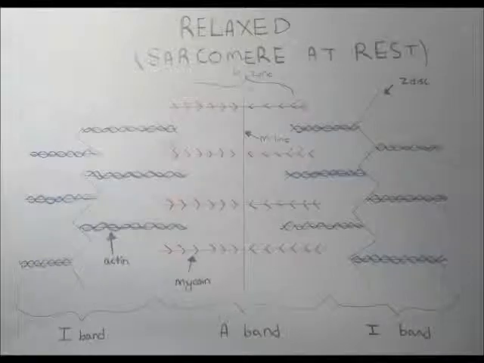In this video, I will demonstrate the sliding filament model and how it outlines sarcomere shortening and thus muscle contraction. A sarcomere is the functional unit of muscle contraction. Here, we see a relaxed, or at rest, sarcomere.